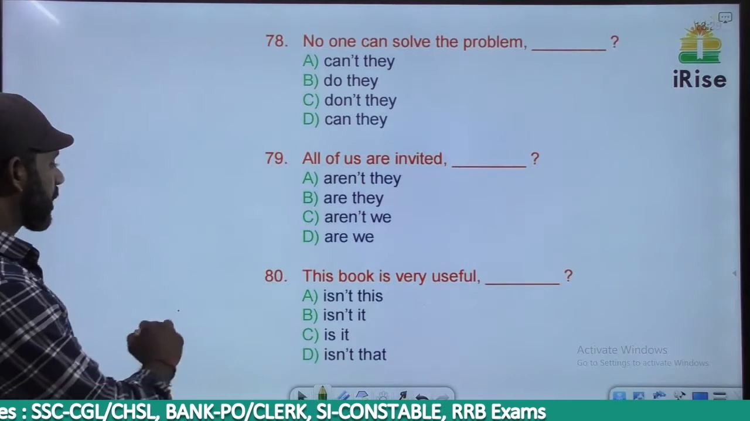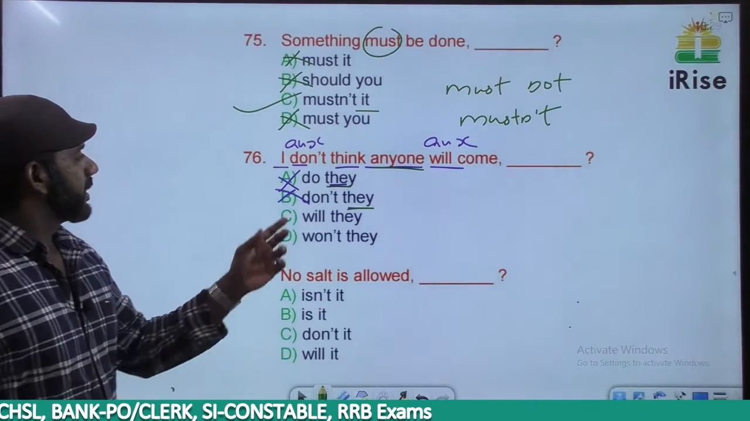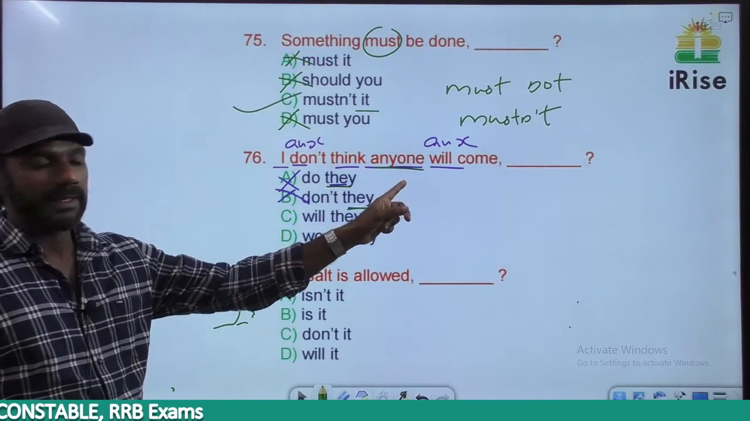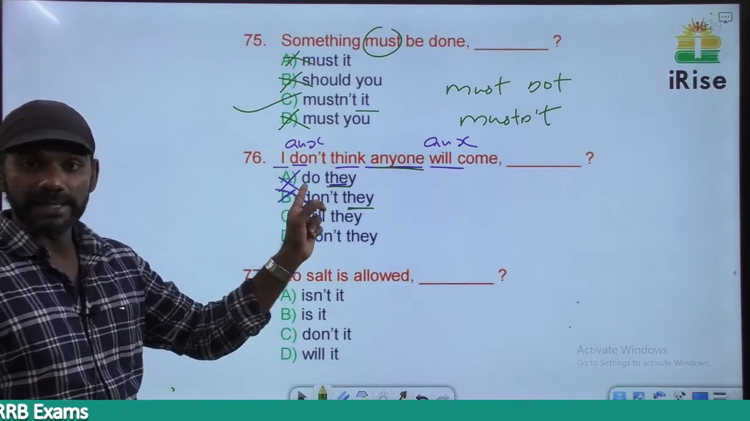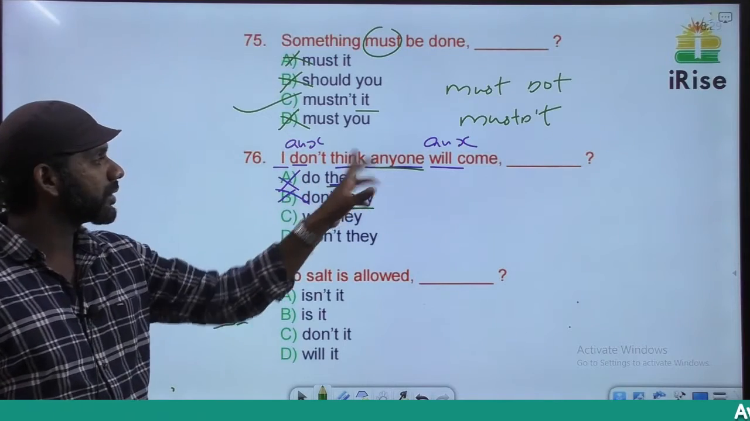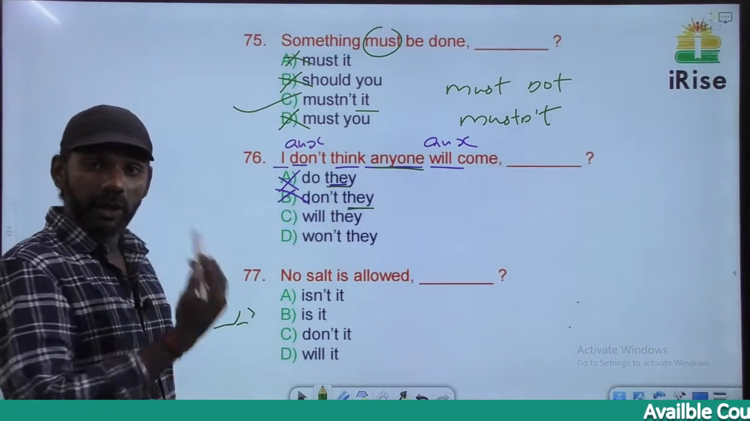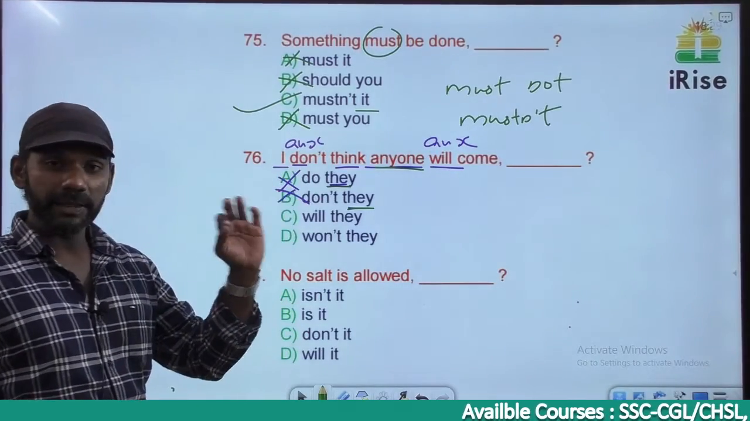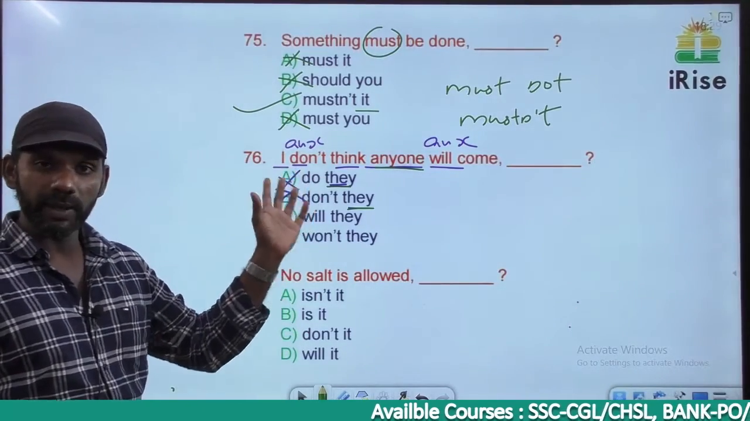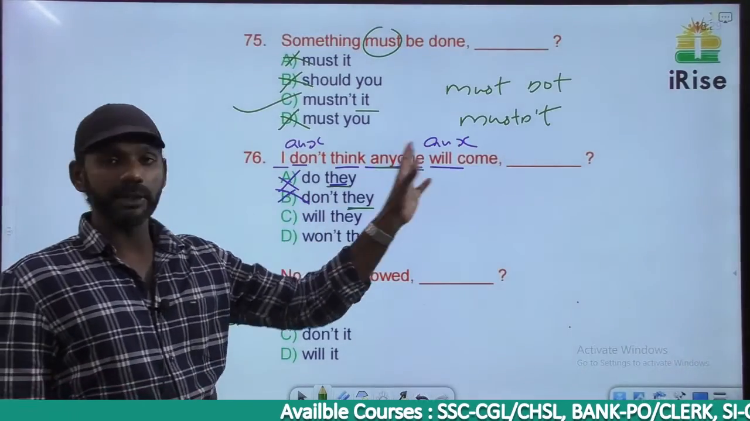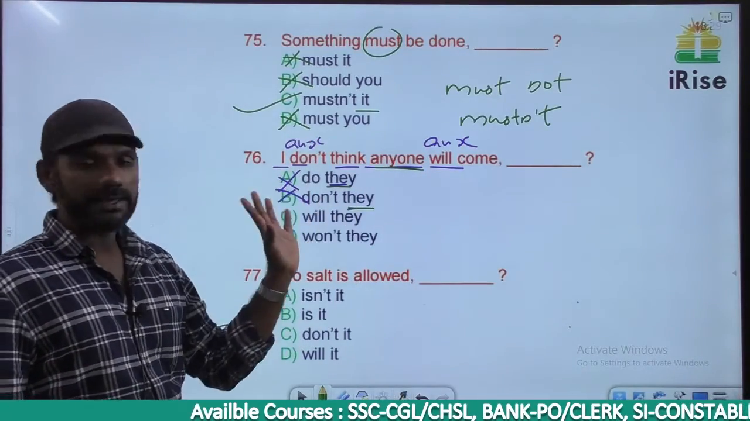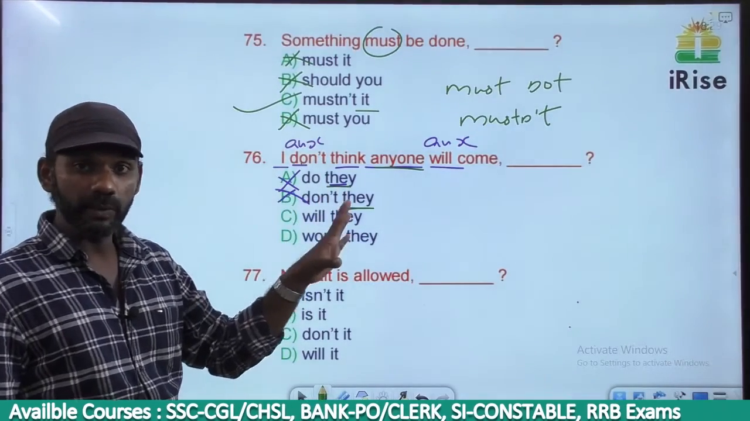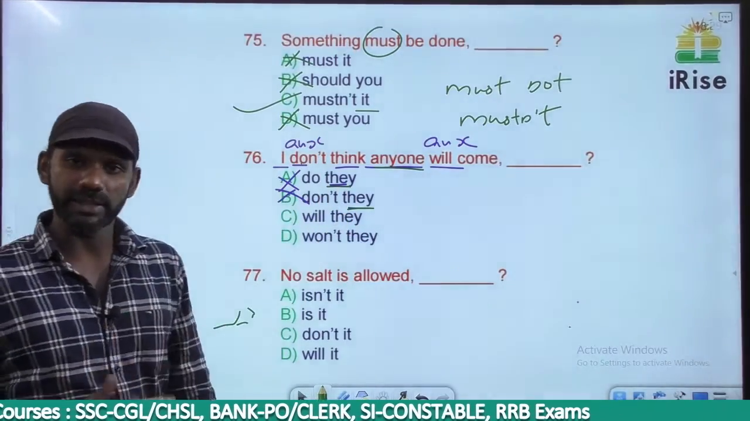Here, according to the sentence, the auxiliary verb do is not related to anyone. The auxiliary verb do is related to I. So do they, don't they will be wrong usages. A and B are gone. Repeat. As per the question, the auxiliary verb do is related to I. The auxiliary verb will is related to anyone. So do they is wrong. Don't they is also wrong. Do cannot be related to they, anyone here. So A and B are wrong usages, gone.